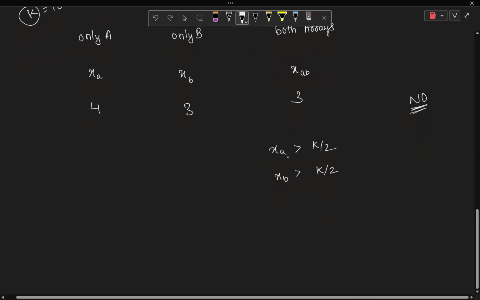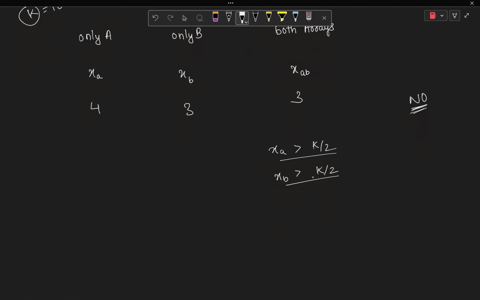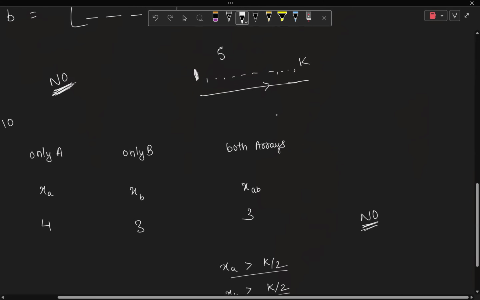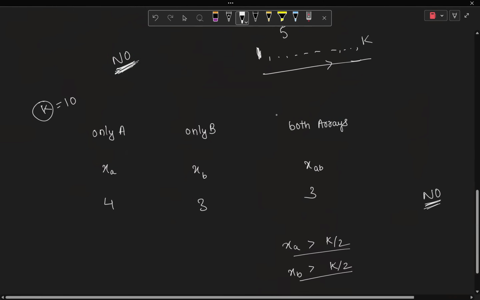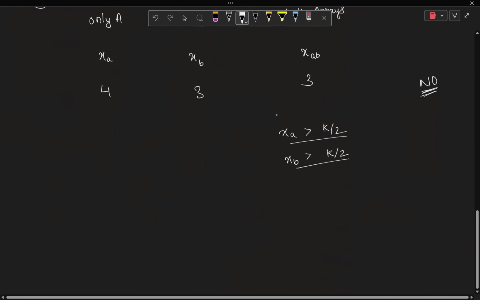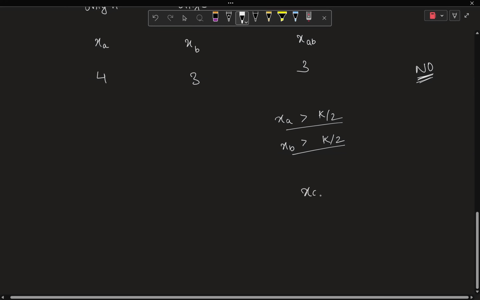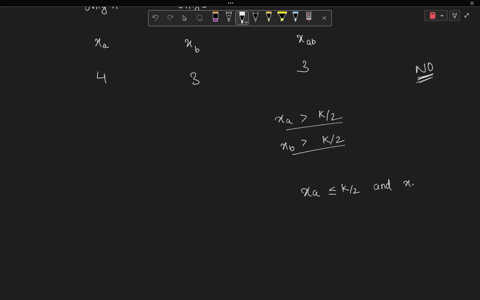We did notice this part, that if any one of them is having more than k by 2 number of elements, then I will not be able to pick up all the elements from the range 1 to k. And I will have the answer as no. Now let's consider the part if xa is less than equal to k by 2 and xb is also less than equal to k by 2.